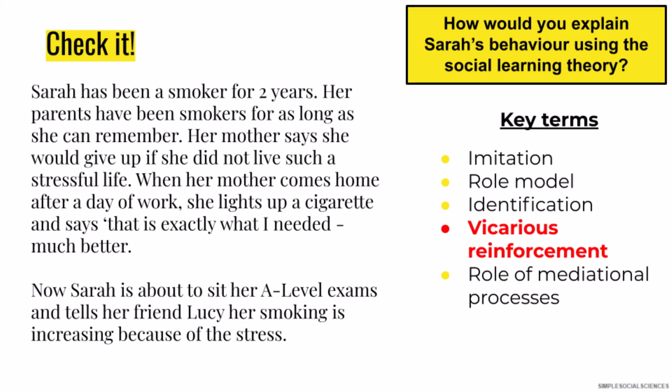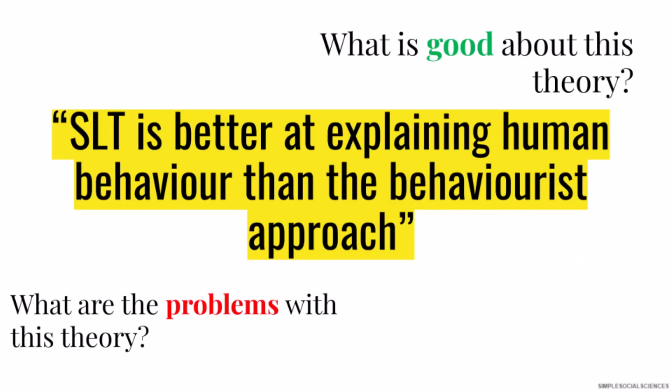Okay, so now that we understand the theory, we also need to evaluate this theory, which means considering the things that are good about it and the things that are problematic or weaknesses of the theory. So one key strength from the theory is that it offers a more holistic explanation of human behaviour, especially compared to other theories like behaviourism.